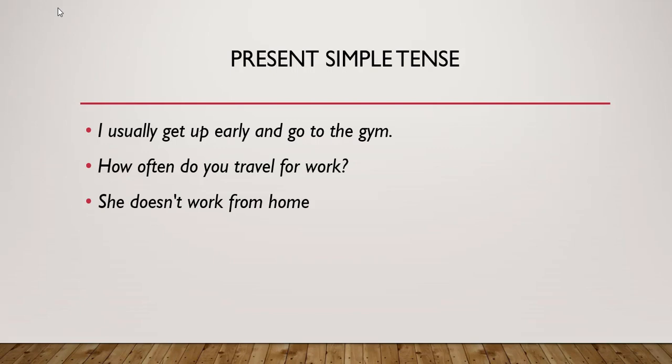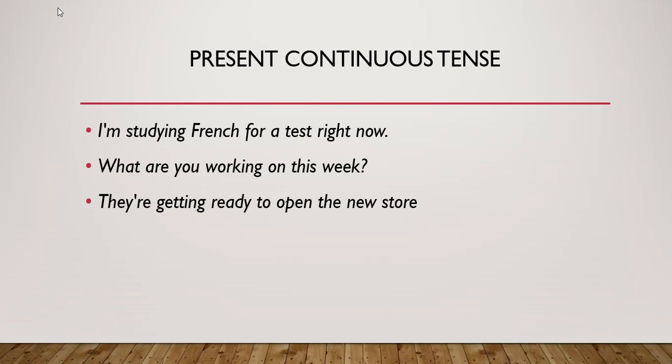Okay, how often do you travel to work? So this is a question. Now, a positive question in this case. Now, the last sentence is a negative statement. She doesn't work from home. She does not work from home. The short form, she doesn't work from home. In this case, you could see again that this is a negative statement, but the verb is in its present tense. Okay. Now we move on to present continuous tense.